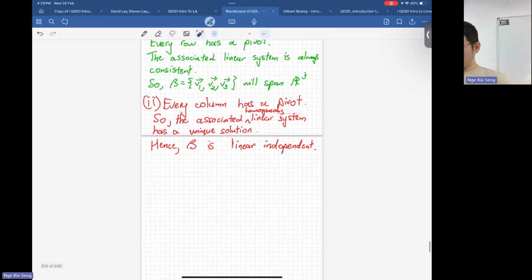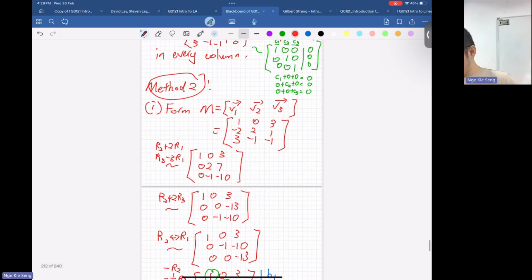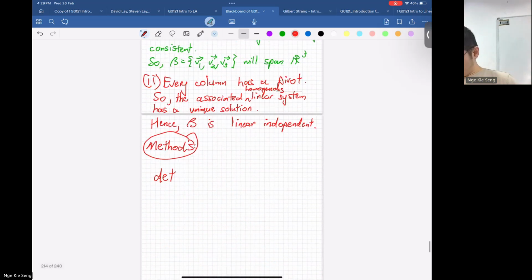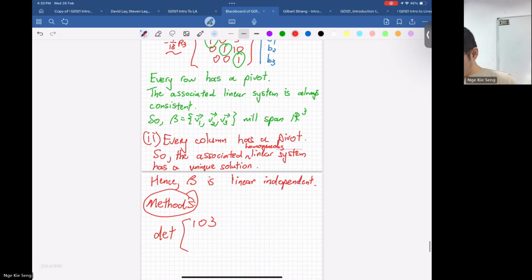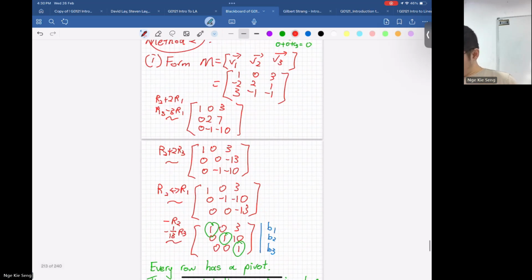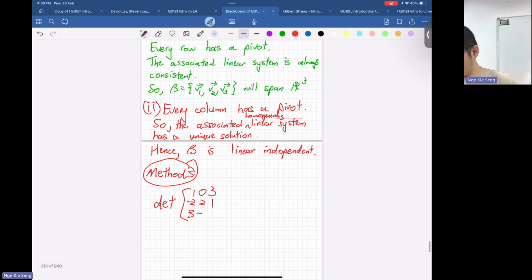Actually, there's a third method. Since you learned determinants before, you can use the determinant to check also. So let's compute the determinant first, and then I'll tell you what's the story. If we compute the determinant of this matrix here, 1, 0, 3, and 3, -1, -1.